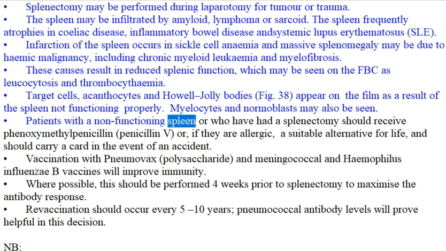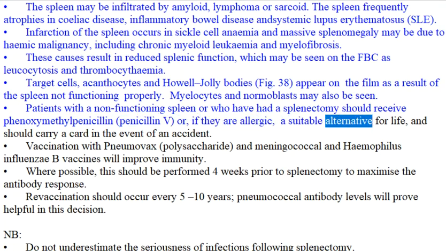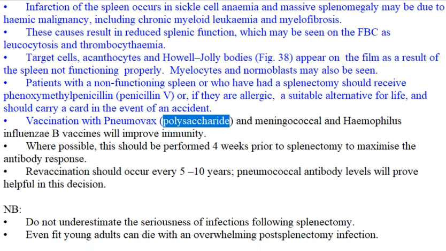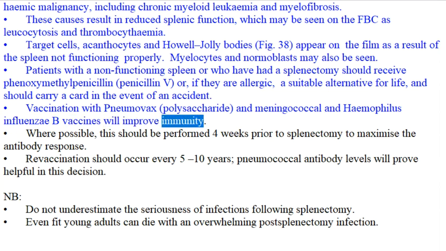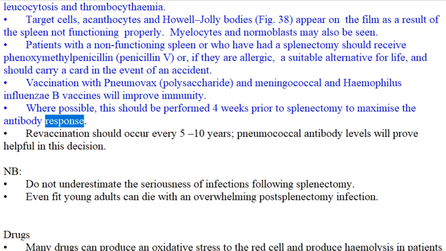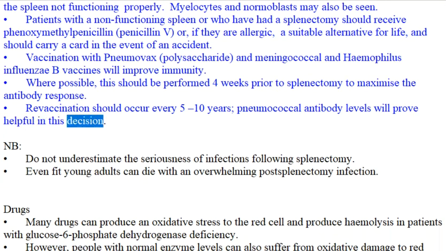Patients with a non-functioning spleen or who have had a splenectomy should receive phenoxymethylpenicillin V, or, if they are allergic, a suitable alternative for life, and should carry a card in the event of an accident. Vaccination with pneumovax, polysaccharide, and meningococcal and Haemophilus influenzae B vaccines will improve immunity. Where possible, this should be performed 4 weeks prior to splenectomy to maximize the antibody response. Revaccination should occur every 5-10 years. Pneumococcal antibody levels will prove helpful in this decision.